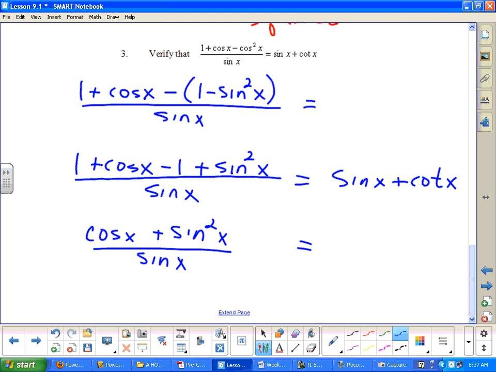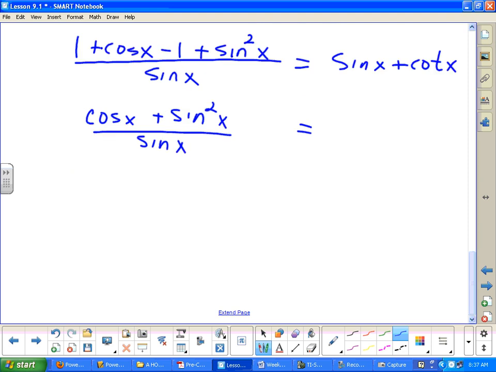Oh, cosine over sine is cotangent? Okay. So what can I do here with this left side then? So let me write that. John said that we could have cosine of x over sine of x. Okay?